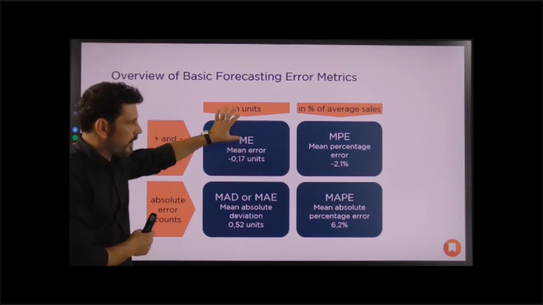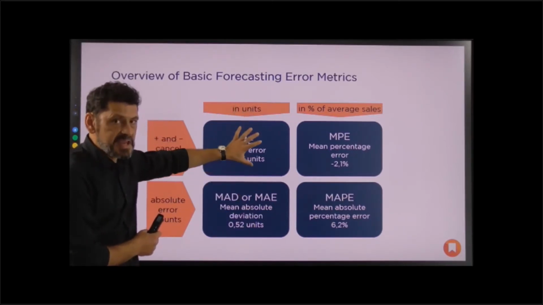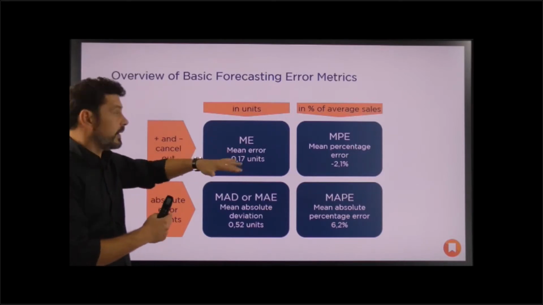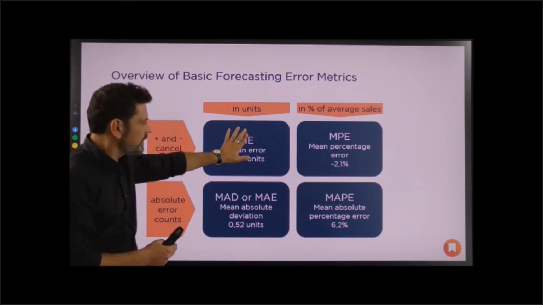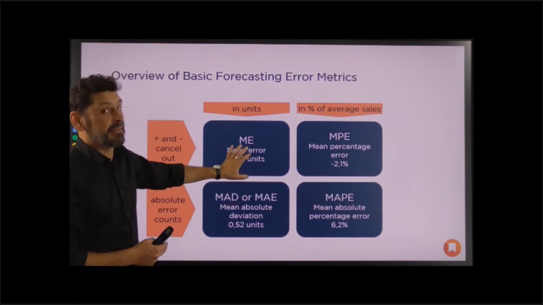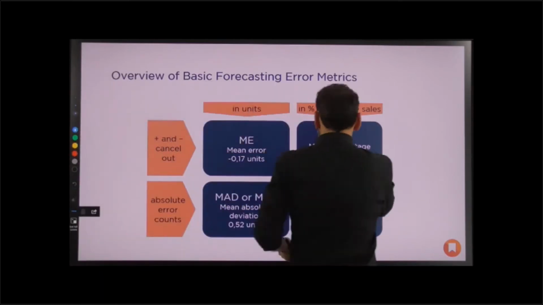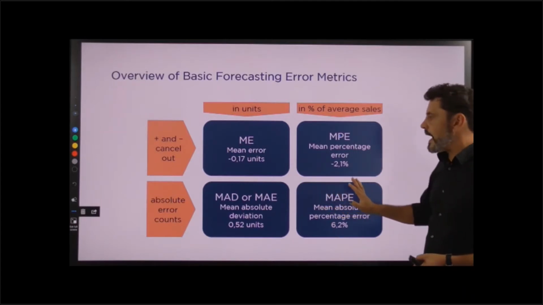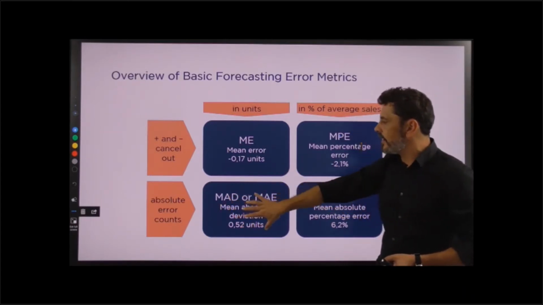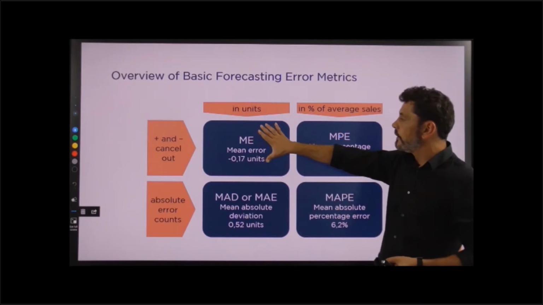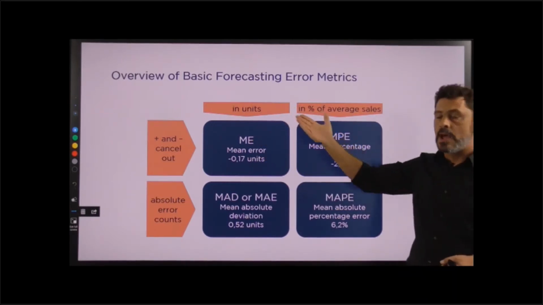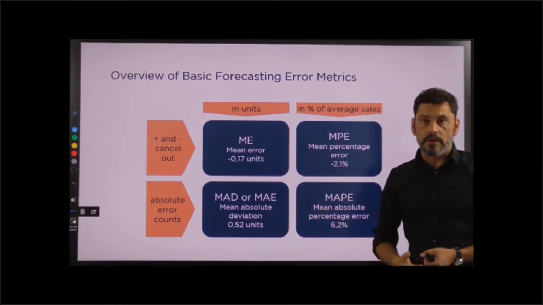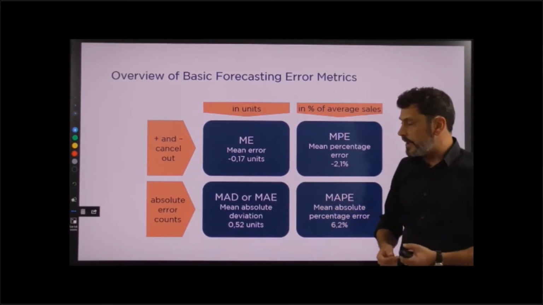And how do we call them? This would be the error, here we would have an absolute error, and this would be the percentage error, and that would be the absolute percentage error. Absolute is when we take out the sign. So here, if we subtract forecast from actuals, we might get something negative. It might be -10 because I forecasted more than I sold.